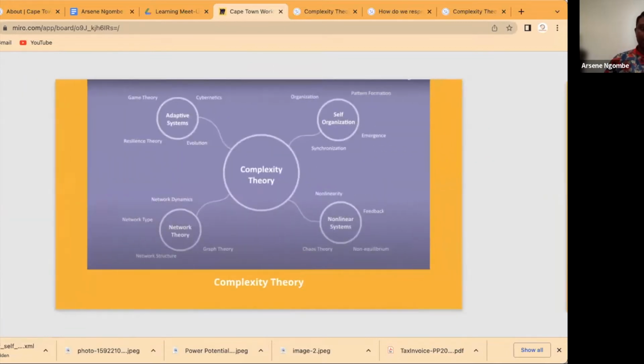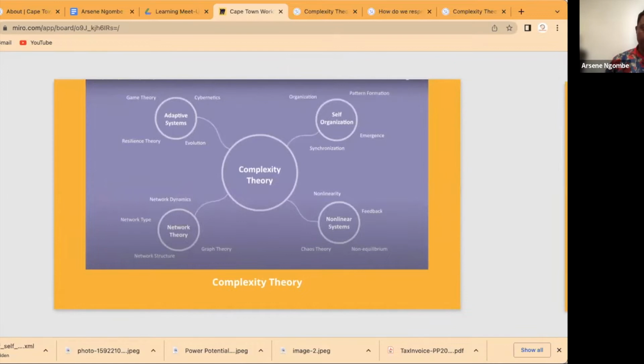And as I said, today we'll be exploring complexity theory. So this guide has 4 key components. We'll be looking at self-organization, non-linear systems, network theory, and adaptive systems.